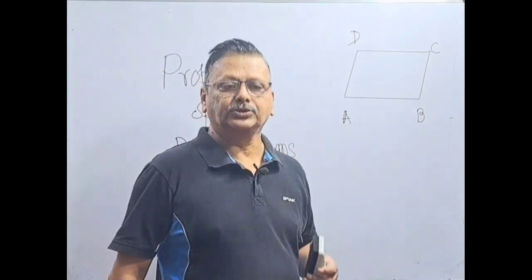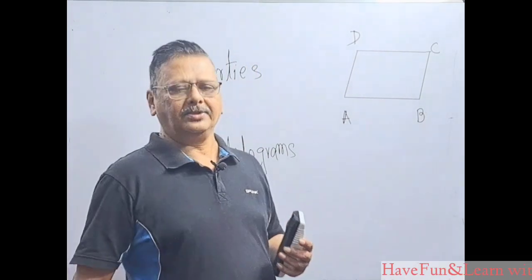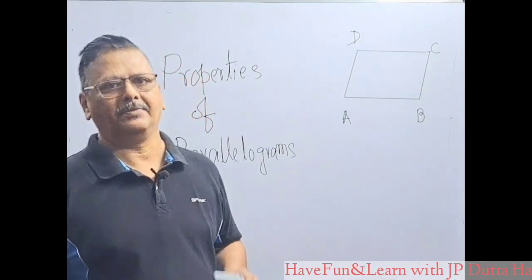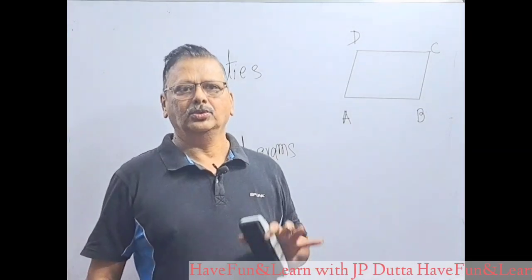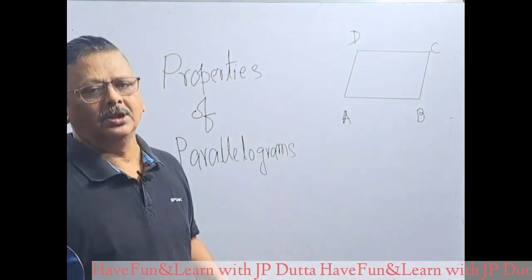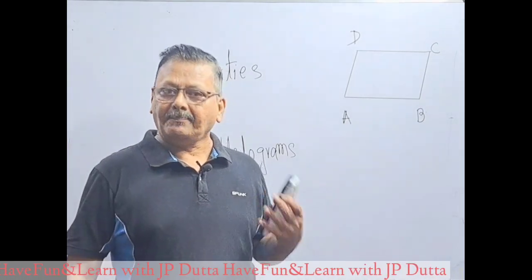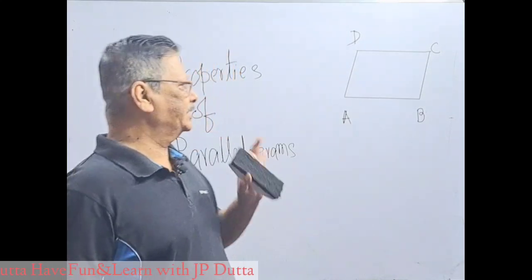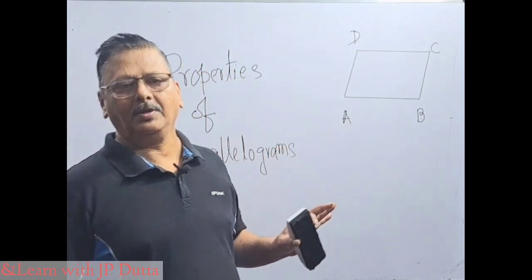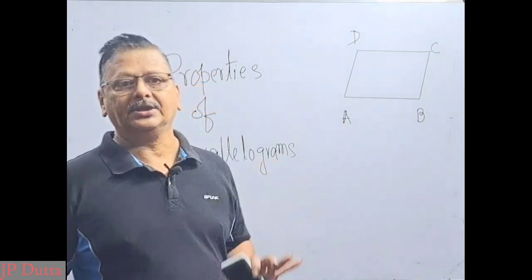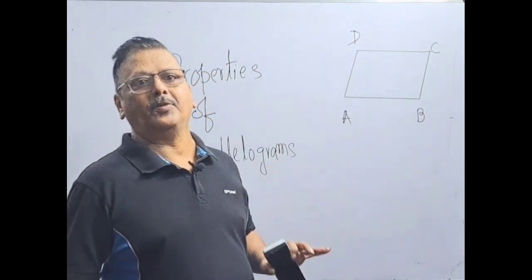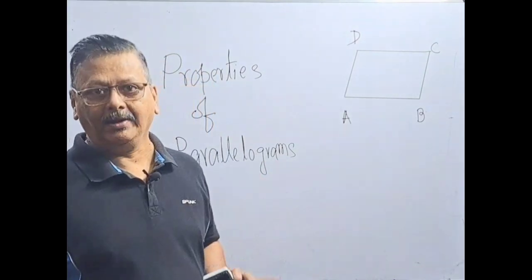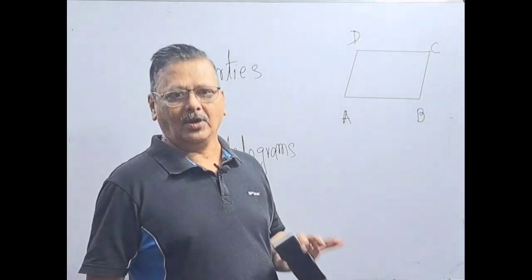In our last class, we talked about quadrilaterals and the conditions that are put on quadrilaterals to make them a trapezium, a parallelogram and a kite. Today we will discuss first the properties of a parallelogram, and then the special types of parallelograms, which are square, rectangle and rhombus.